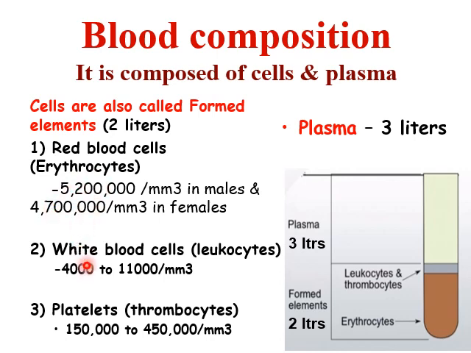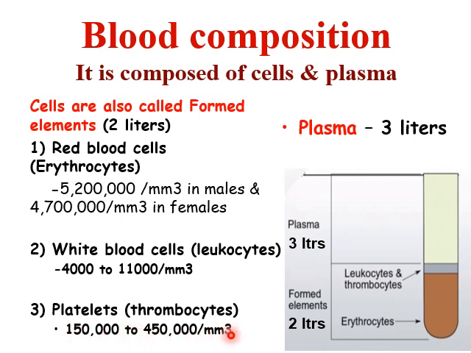The second cells are the white blood cells, also named leukocytes. The word leuko means white. White blood cells are about in thousands. The normal value is 4,000 to 11,000 per millimeter cube or per microliter of blood. The third cells are the platelets or thrombocytes. They are in lakhs, about 150,000 to 450,000 per millimeter cube.